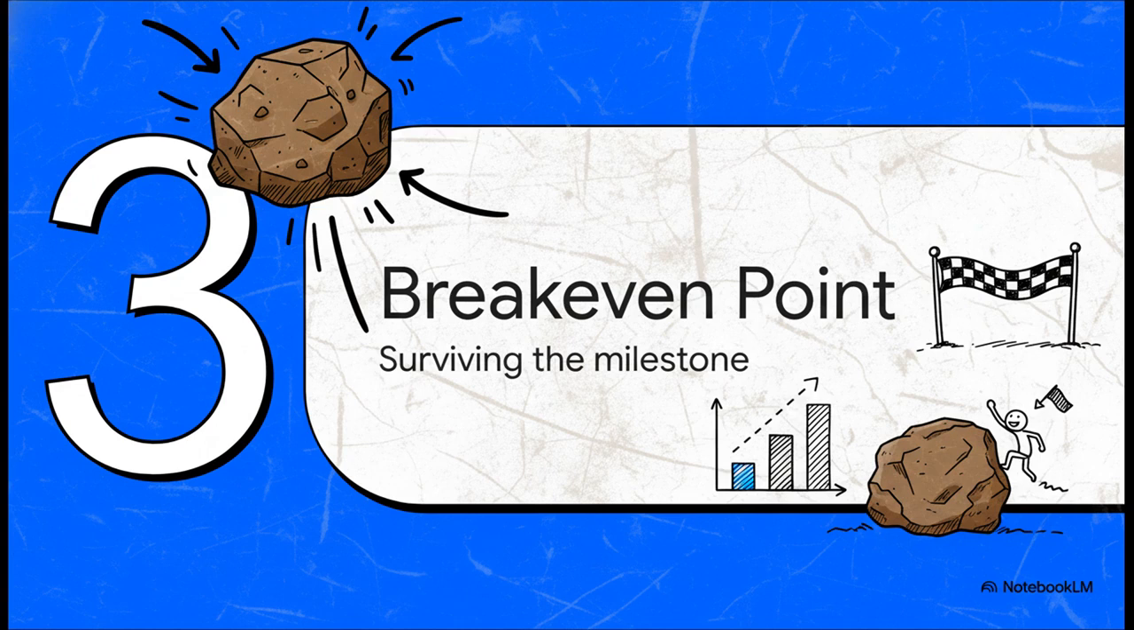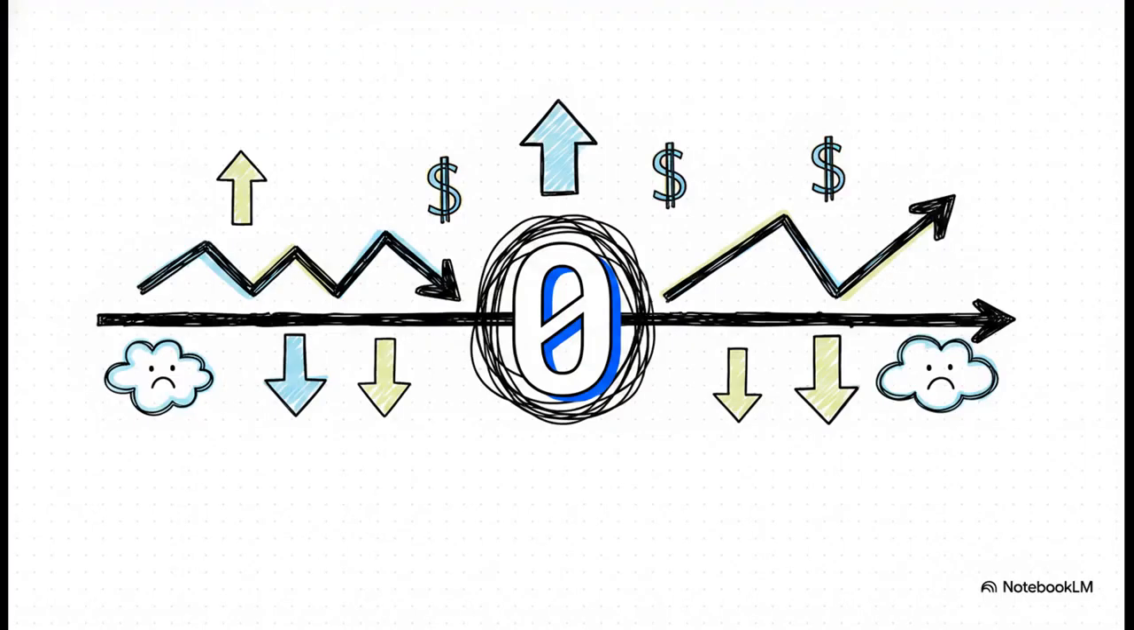All right, section 3, finding your break-even point. Let's put that margin to work. 0. That is the magic number right here. The break-even point is the exact moment where your operating profit equals exactly 0. There are no losses, but there are absolutely no gains either. You've basically just hit your baseline survival threshold.